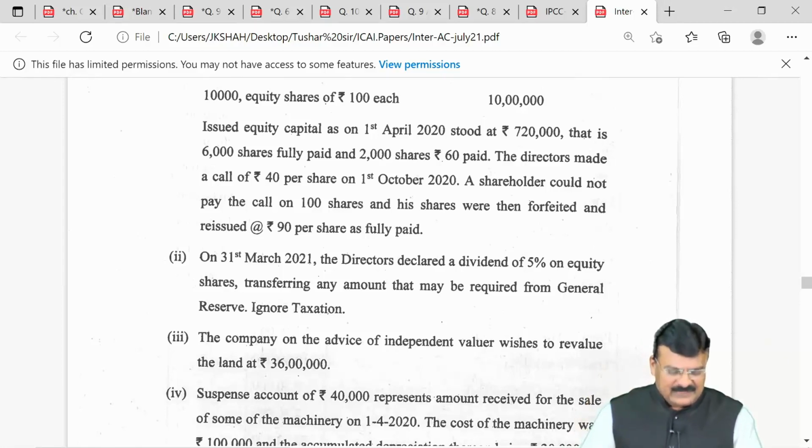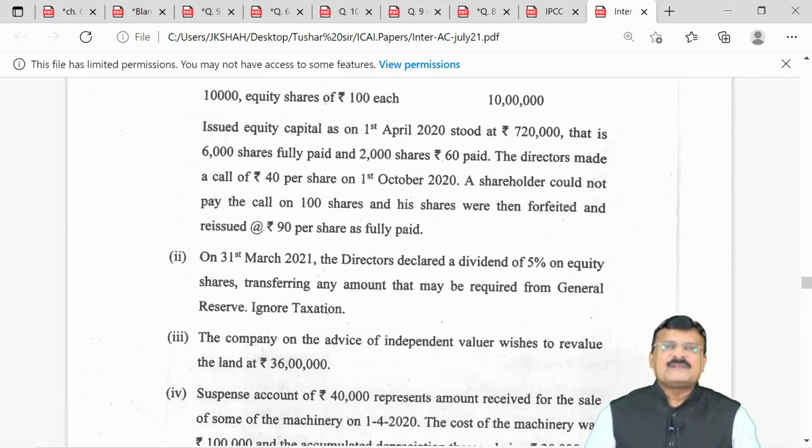Company on the advice of independent valuer wished to revalue land at 36 lakh. What is the value of land in the trial balance? 24 lakhs. New value is 36 lakhs. So value of land is going up by 12 lakhs. First effect, add to land, and second effect will be revaluation reserve going to reserves and surplus.